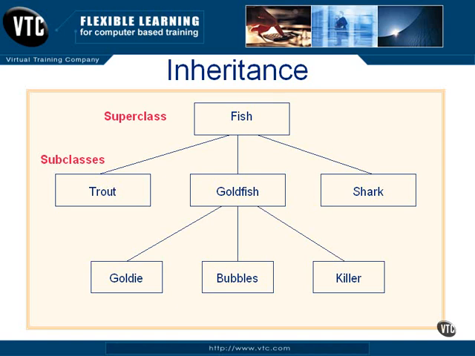And then within the goldfish class, we have the individual objects. Particular fish swimming in an aquarium, we'll call them Goldie, Bubbles, and Killer. And those fish share all of the attributes and operations that are common and particular to goldfish.